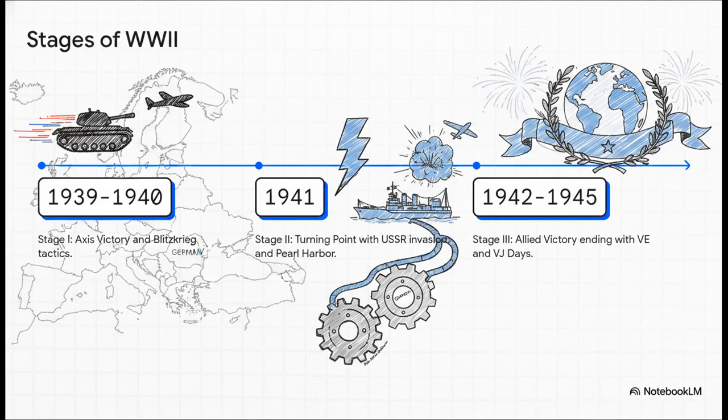But 1941 changed everything. In June, Nazi Germany broke its non-aggression pact and invaded the USSR. Then, in December, Japan attacked Pearl Harbor. By doing this, they dragged the immense industrial and military might of both the Soviets and the United States directly into the fight on the side of the Allies. Ultimately, the Axis powers sealed their own fate right there, paving the exact road to the Allied victories in Stage 3.